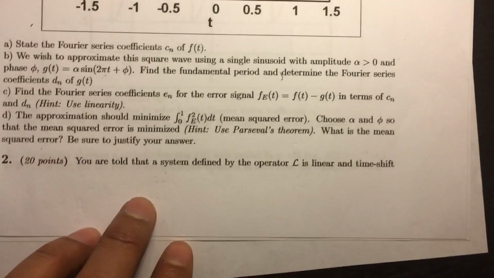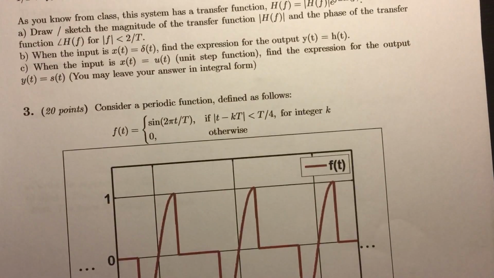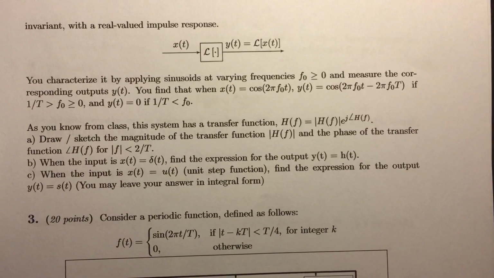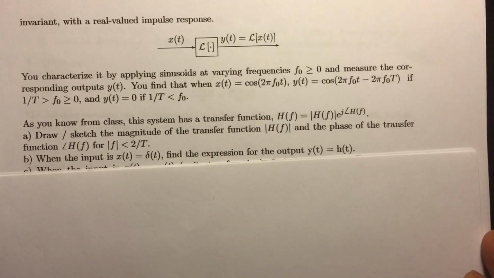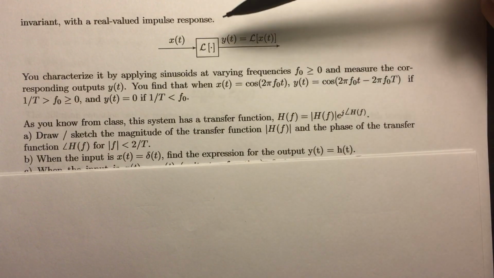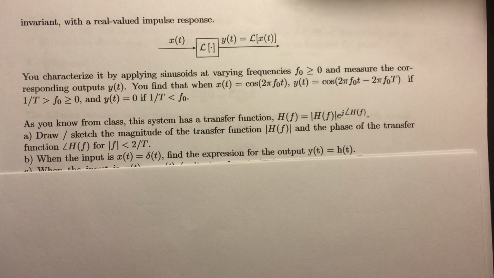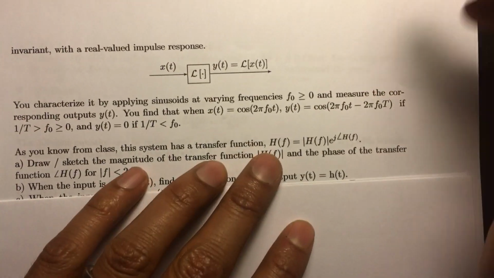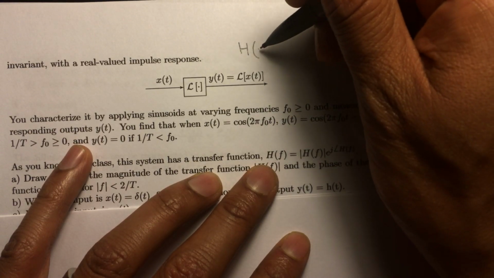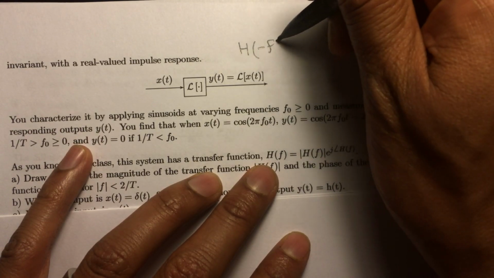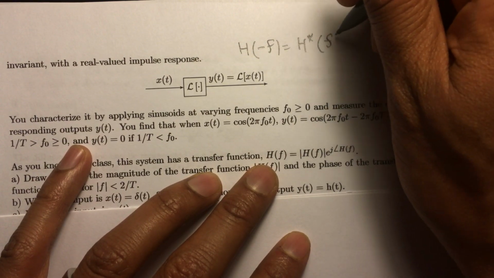Okay, so next problem. You're told that a system defined by an operator L is linear and time shift invariant with a real valued impulse response. So we don't know what that impulse response is. Real valued means we know that there is a certain symmetry. So there's going to be a Hermitian symmetry, which is that h of minus f is equal to the conjugate of h of f.